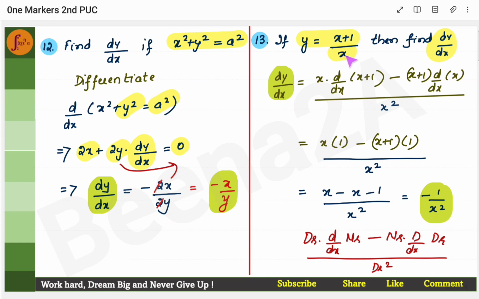So now denominator is x. So I'll say x, that is denominator, x into derivative of numerator. What is numerator? x plus 1. Minus numerator into derivative of denominator. Denominator is x, and divided by denominator square, that is x square. Now I'll find the derivative of x plus 1. Copy x like this. Derivative of x is 1 and derivative of 1 is 0. Similarly, derivative of x is 1 by x square. Now I simplify, I'll get this as an answer, minus 1 by x square.